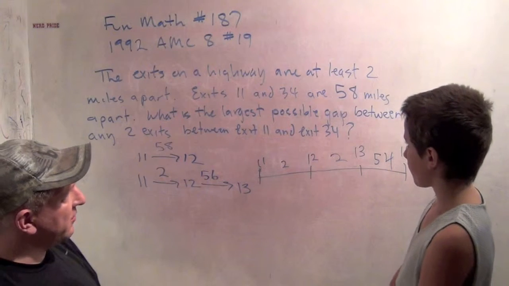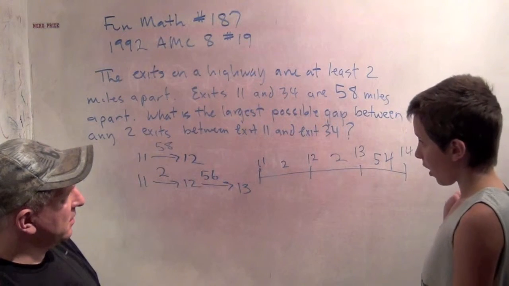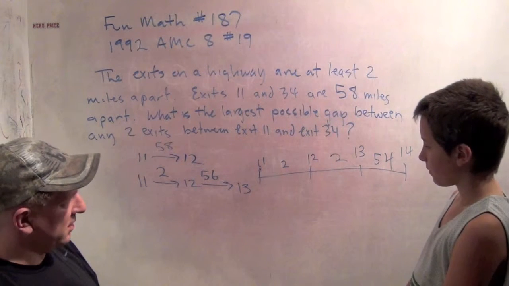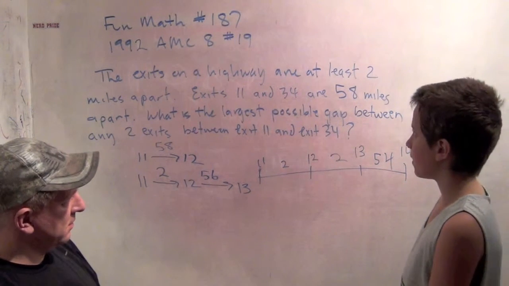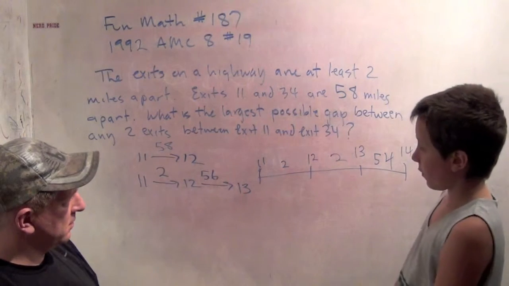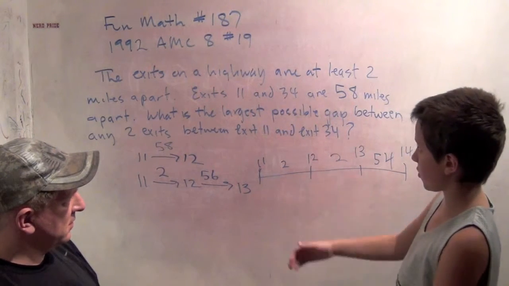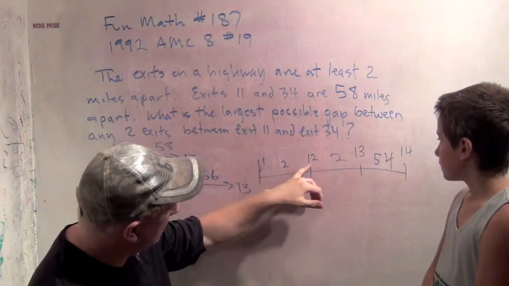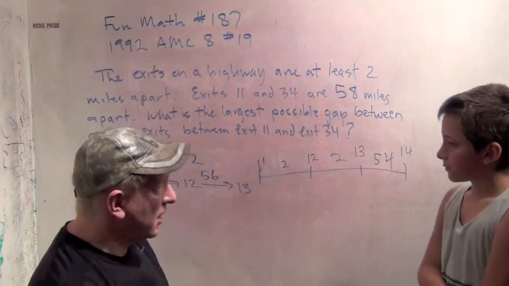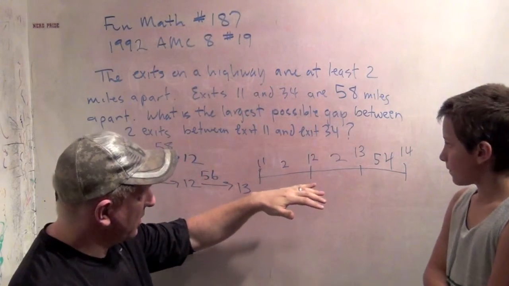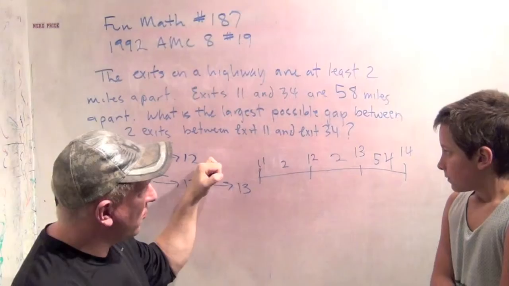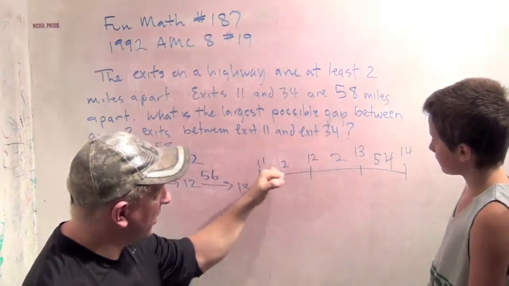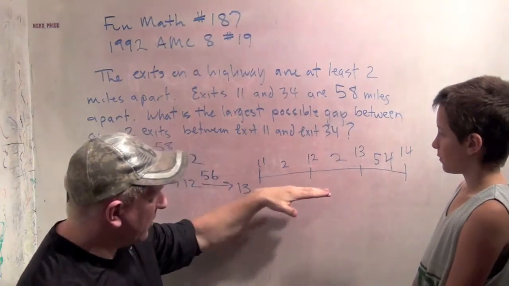What do we need to figure out first? First, we need to figure out the number of exits there are. There's 24 because 1 to 34 is 34 and 1 to 10 is 10. So we subtract and we get 24. Just like here, from 11 to 14, there was 1, 2, 3, 4. There's 14 numbers that go from 1 to 14, and we're missing 10 of them. So there must be 4 numbers here. So how many gaps are there when there's 4 numbers?